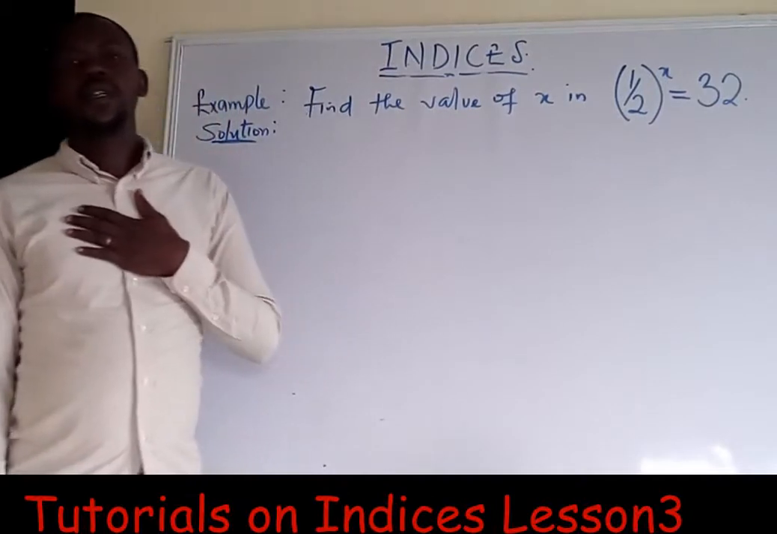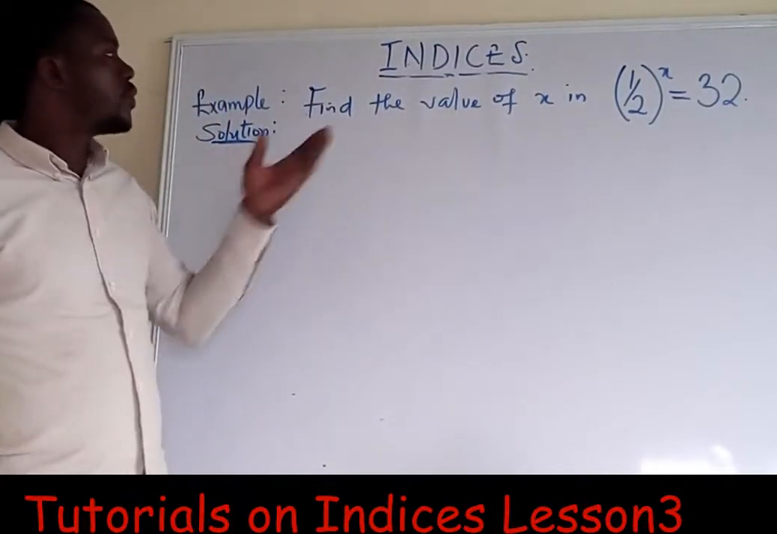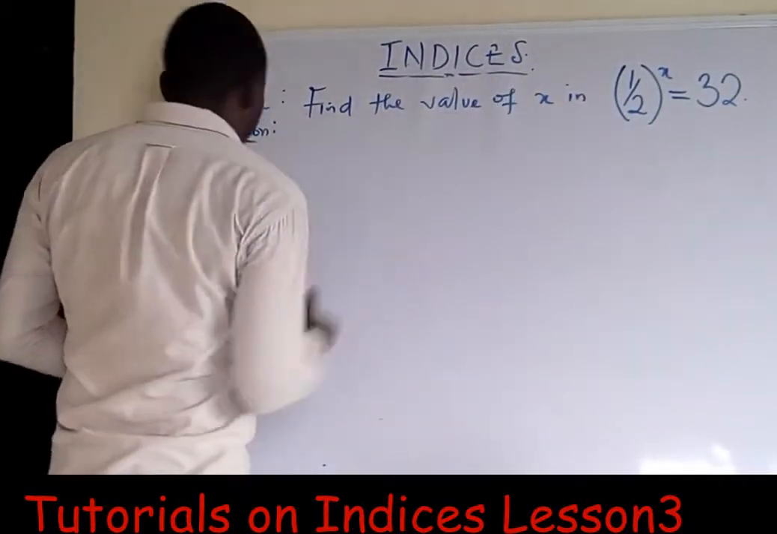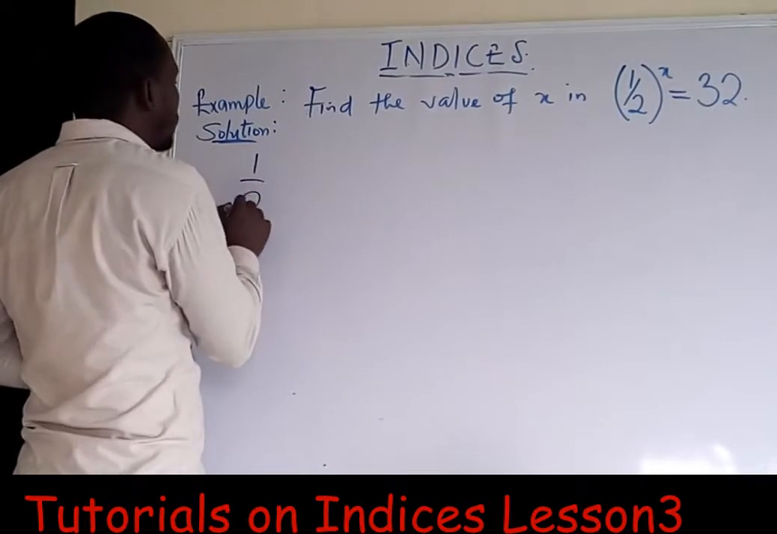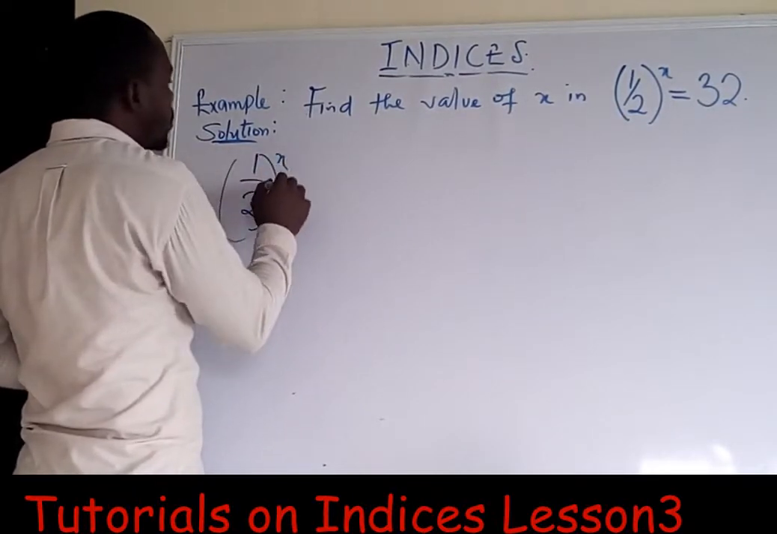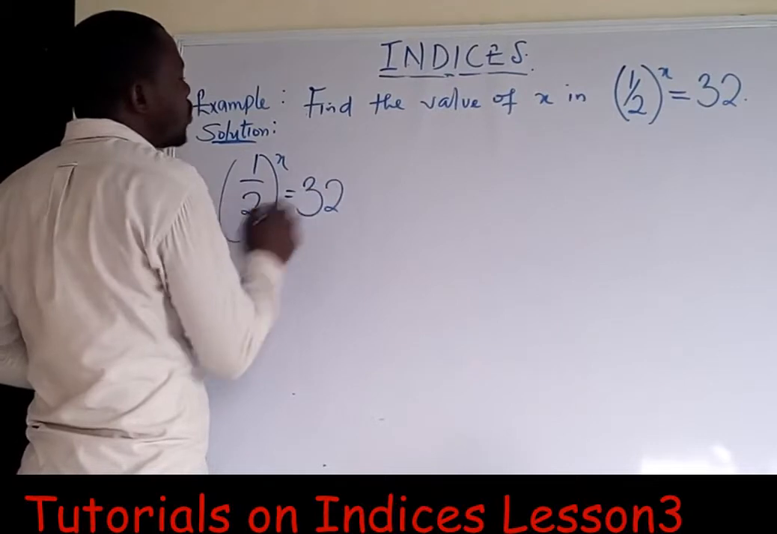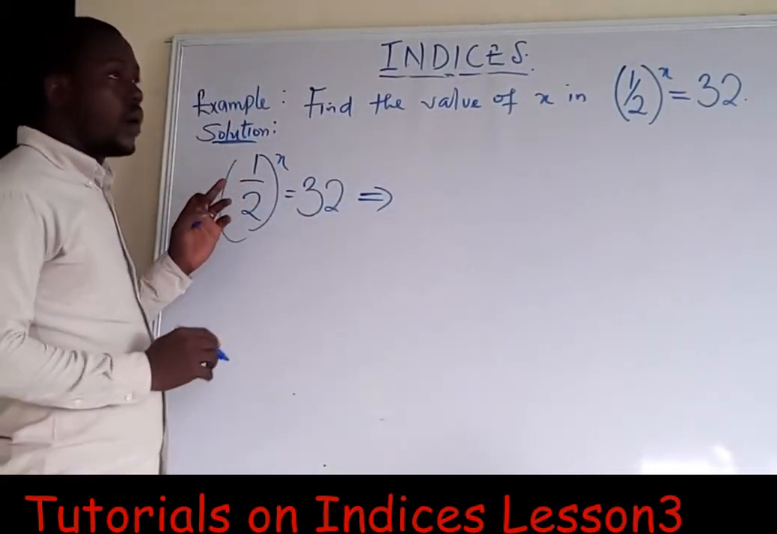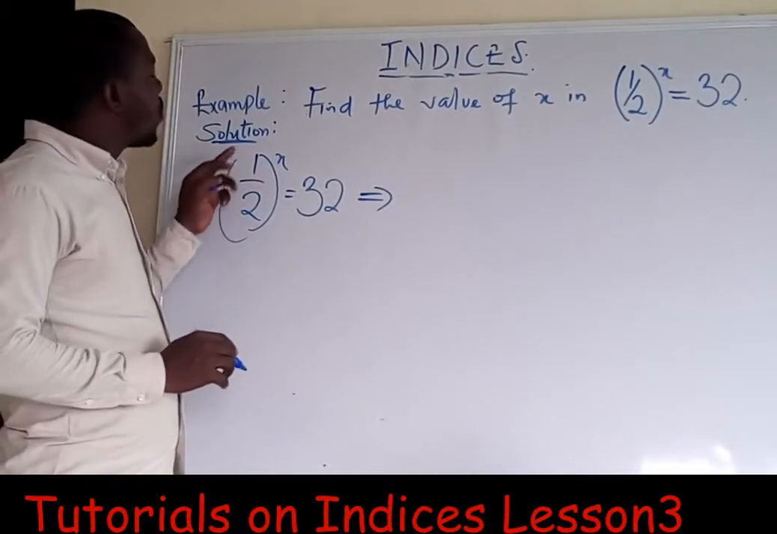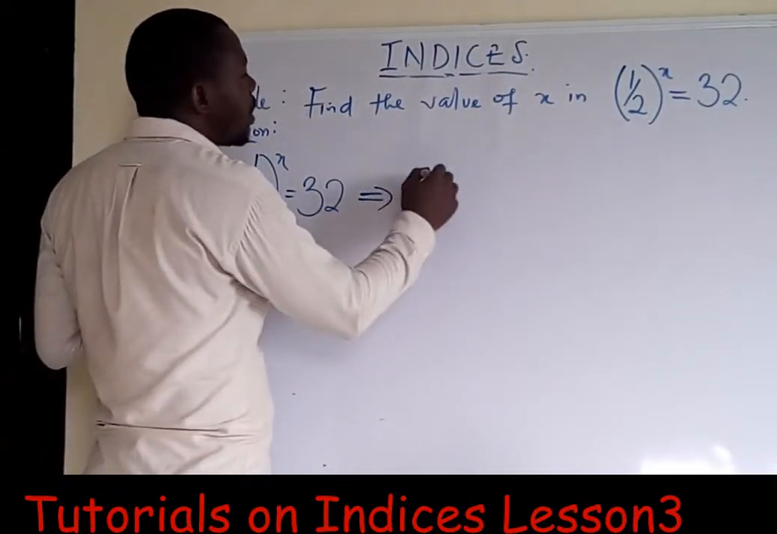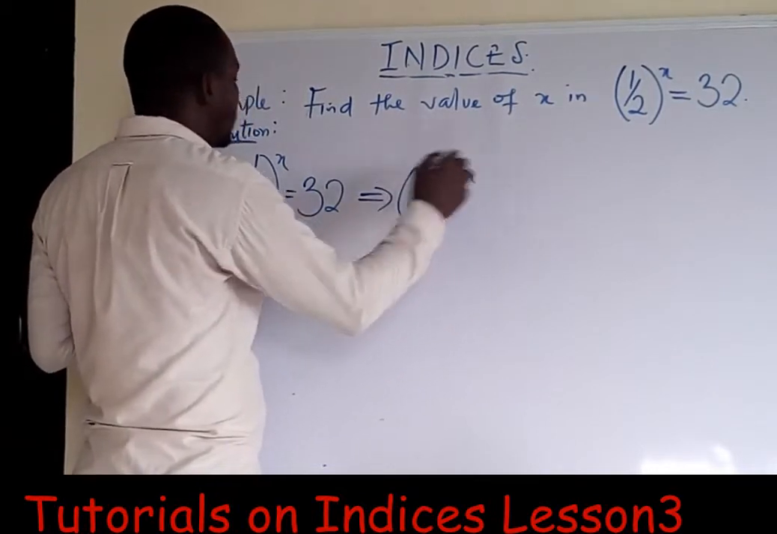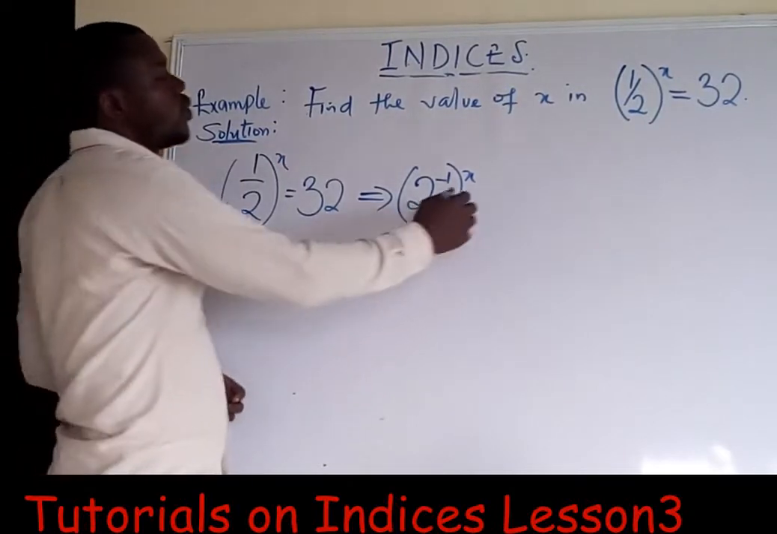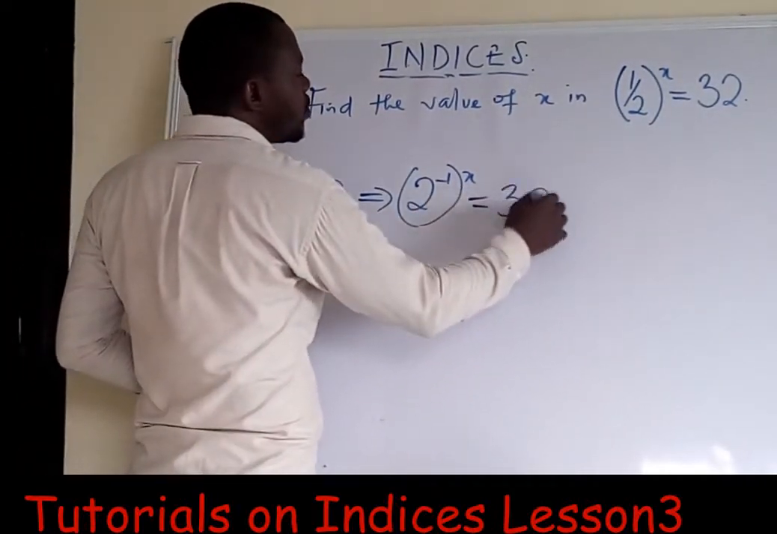Okay, we have another question on the board that says find the value of x also in this particular equation. So now we have 1 over 2 everything raised to the power x, which is equals to 32. Now, why do we try to restructure something like this? 1 over 2 is the same as 2 raised to the power minus 1, everything raised to x. So I've not done anything, I've just changed this fraction here to 2 raised to the power minus 1, which will be equal to 32.